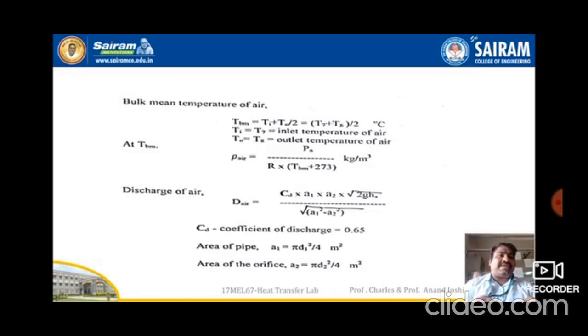Here you have observed that 273 is used because it should be absolute temperature. The discharge of the air can also be found using the coefficient of discharge Cd, A1, A2 and the square root of 2gH, where H is the height of the manometer reading, and A1 and A2 are the areas of the pipe and orifice respectively.